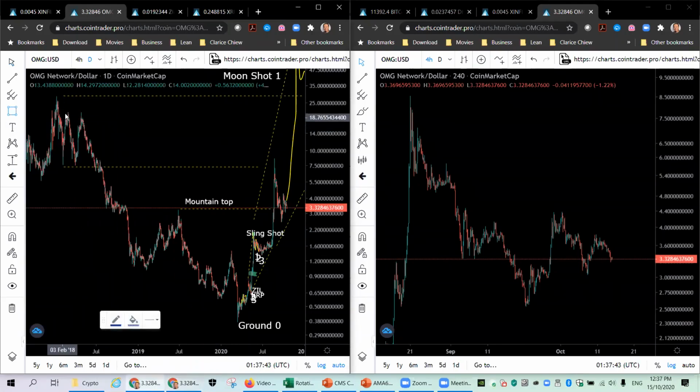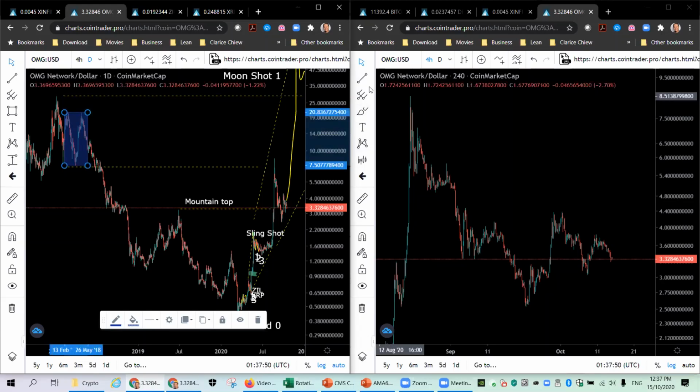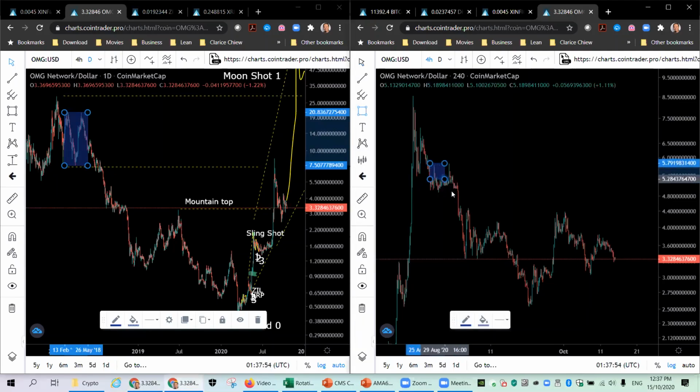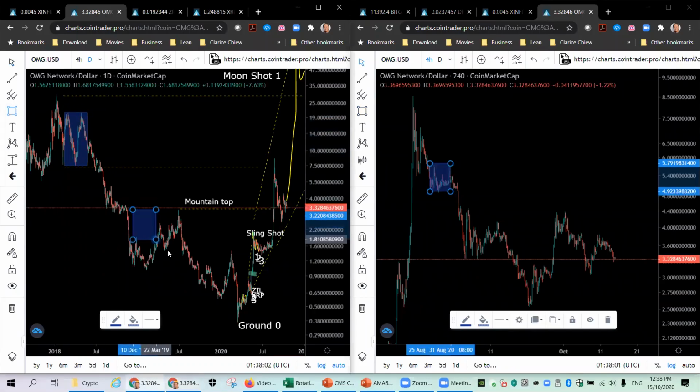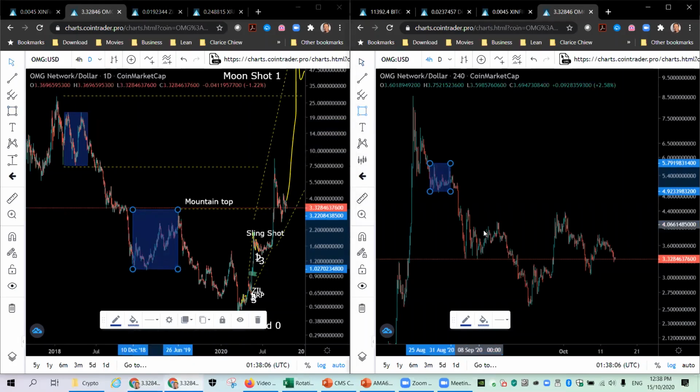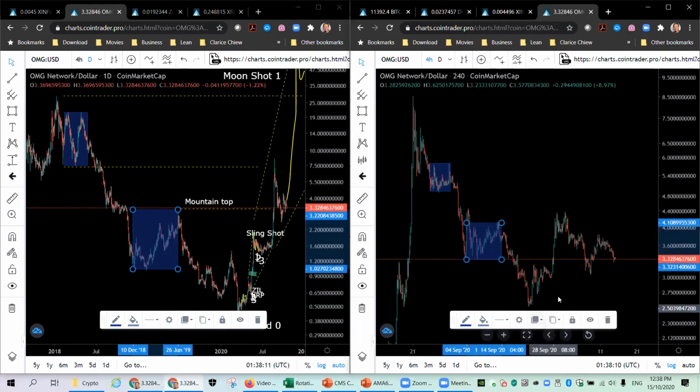So I'll just try to highlight a few things. Here's one pattern here. You can see a double top there, right? Which I don't mind calling the double top over here. Okay, and then it came back down and does a correction on the upside before it actually crashed down. So that's what it is now.